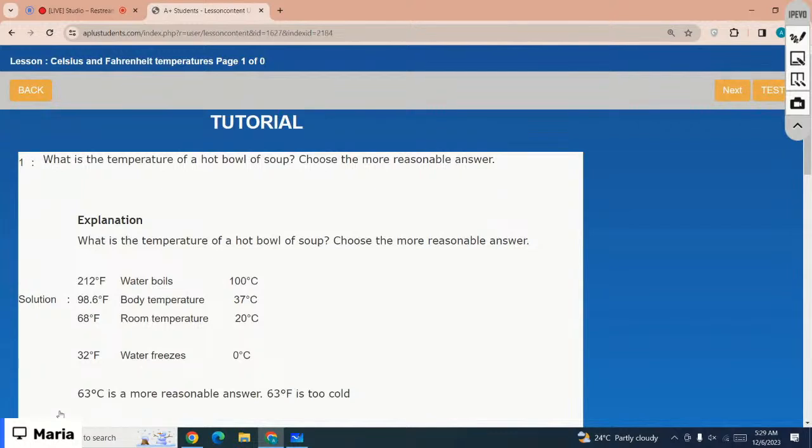Okay, but here you can see, what is the temperature of a hot bowl of soup? You have to choose the reasonable answer. 100 degrees C, 37 degrees C, 20 degrees C, and 0 degrees C, which is the correct option?